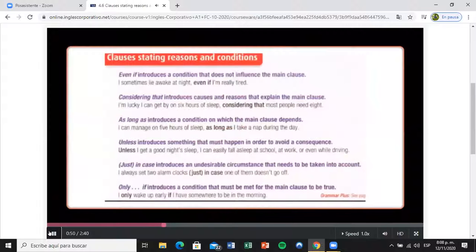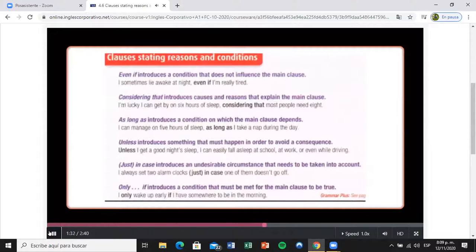Now let's go over the following chart. Clauses stating reasons and conditions. Even if introduces a condition that does not influence the main clause: I sometimes lie awake at night even if I'm really tired. Considering that introduces causes and reasons that explain the main clause: I'm lucky I can get by on 6 hours of sleep, considering that most people need 8. As long as introduces a condition on which the main clause depends: I can manage on 5 hours of sleep, as long as I take a nap during the day.